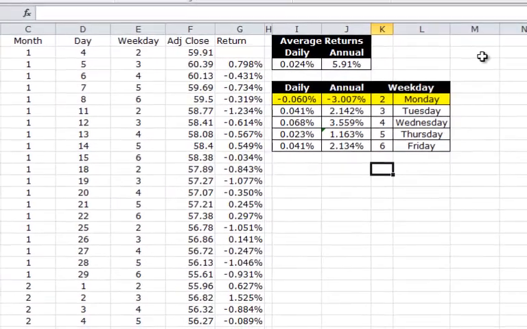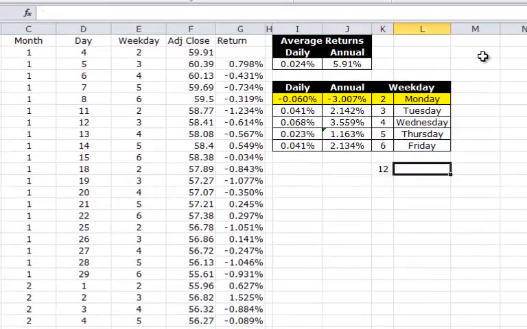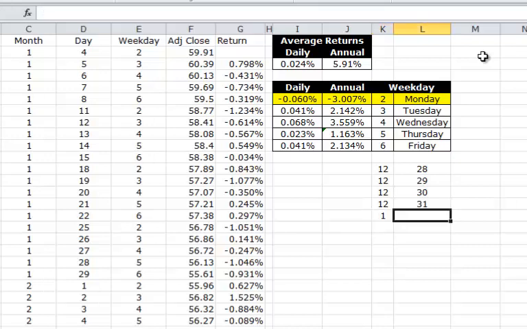So let's just do this. Let's do December 28th, December 29th, December 30th, December 31st, and then let's do January 2nd, January 3rd, January 4th, and January 5th. We anticipate, if there is a January effect, that the returns to these 2 or 3 days right here should be exceptionally high relative to the other days.